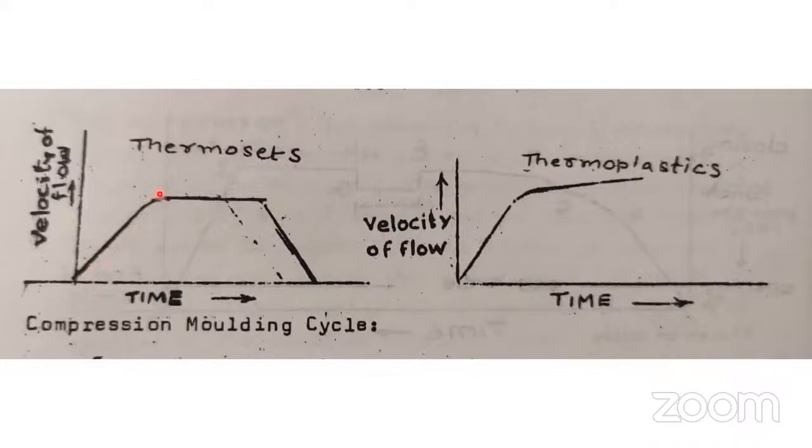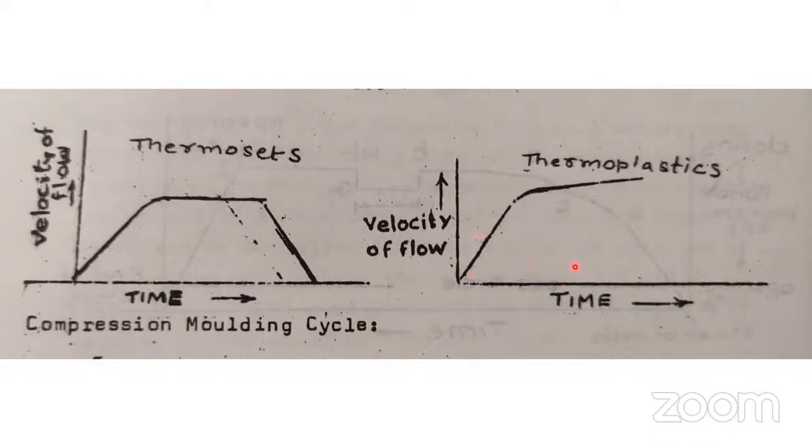Then after some time, it will get steady because the polymer is completely melted here, from here up to here. Now the flow will start up to here, and then the velocity will stop here. The flow will stop here because the curing starts. See now, this is the curing time, right? Okay, this is in the case of a thermoset material.